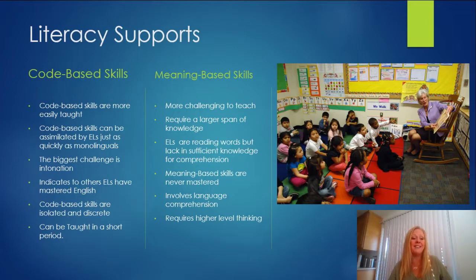Code-based skills are isolated and discrete, and they can be taught in a short period of time. So they're finite. According to the textbook, code-based skills are finite, and they're finite because there's an alphabet, 26 letters, upper and lower case. There's 44 sounds in the English language. And then we teach them these ways to master those words.